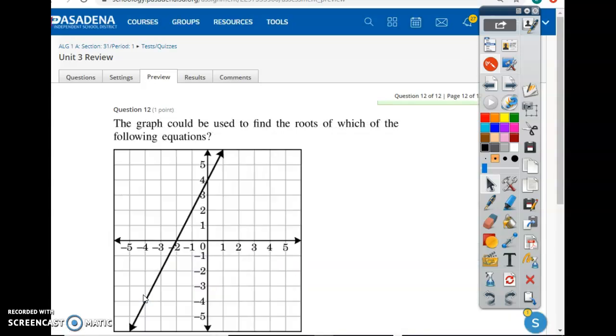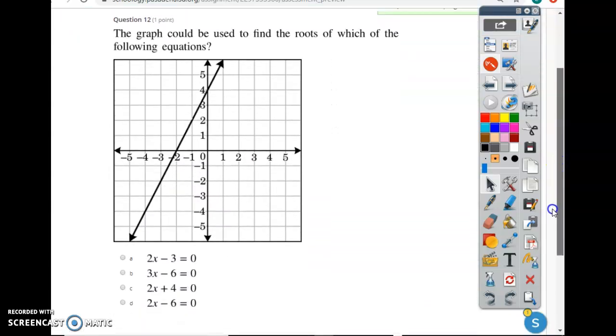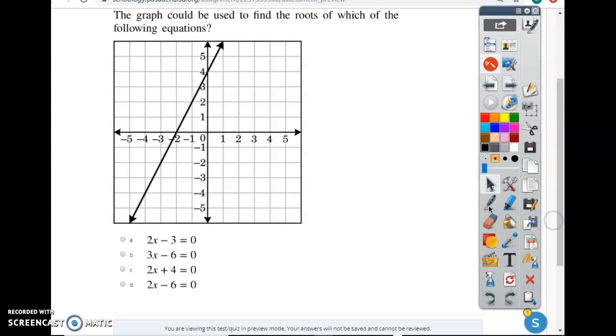And then problem 12. All you're doing is matching the equation to the graph. So all of these answers, you don't have to put the x. You can just do y equals. So y equals 2x, y equals 3x, y equals 2x, y equals like that. And see which one matches this graph that has an x-intercept of -2 and a y-intercept of 4.